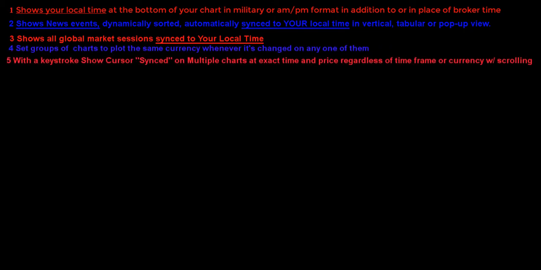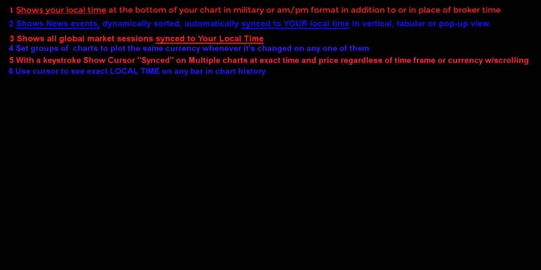Number five, at the touch of a key, you're able to see your cursor pop up on multiple charts regardless of what the currency you have on it or time frame, totally synced at the price and time that you click on any one of the charts. And it has built-in scrolling, so as you move the scroll back and forth on any one of them, the other charts adapt and go to that same place. Number six, you can use your crosshair to see the exact time of any candle anywhere on the chart pop up on the x-axis down below, again in your local time precisely.